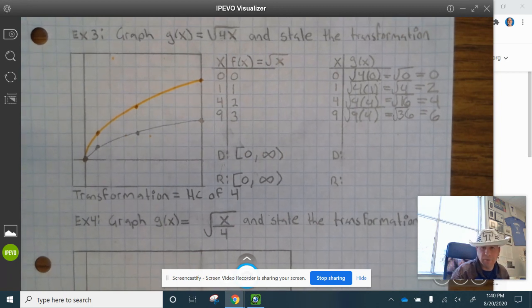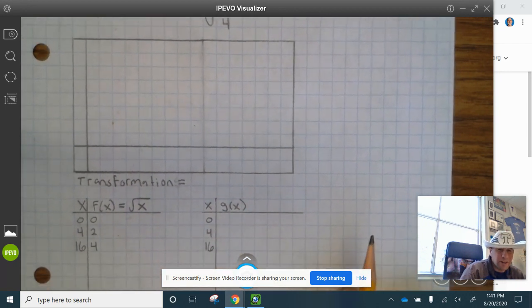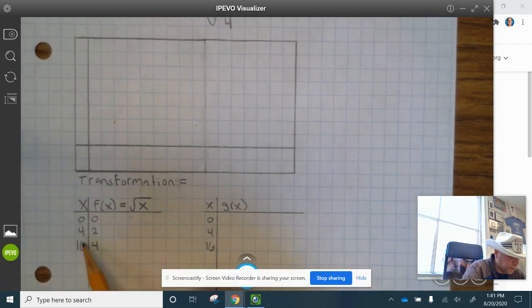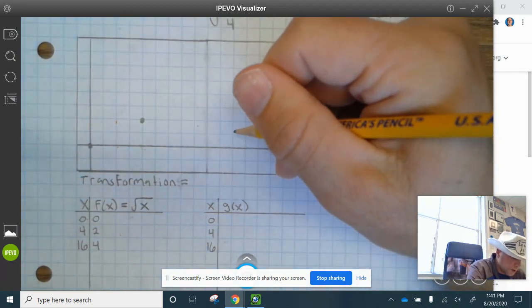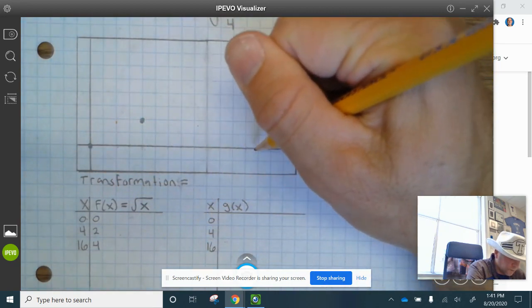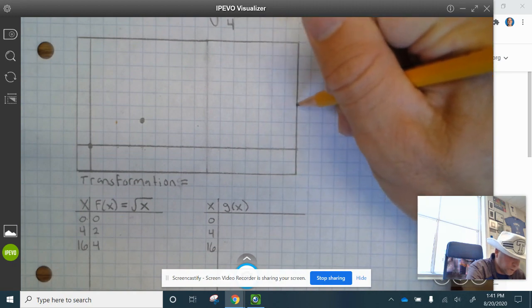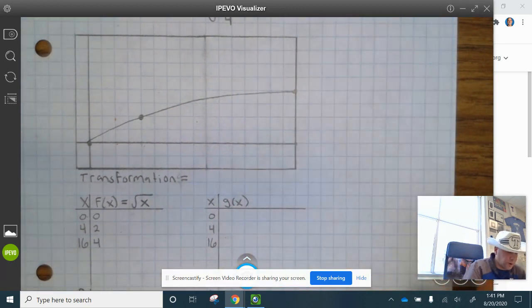All right, example 4. Graph g of x equals the square root of x divided by 4. State the transformation. Now, first off, we need to graph the parent function. I'm using a few different values from the parent function, but you can use whatever values you want. But I'm using these because you can take the square root of each of these numbers, and it's going to make sense when you come over here. So (0, 0), (4, 2), and (16, 4). Okay, so we have the parent function graphed.